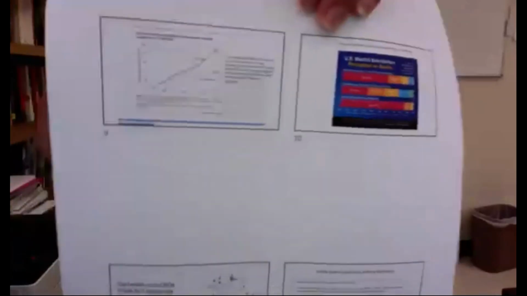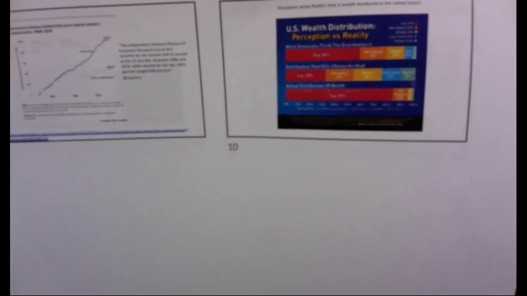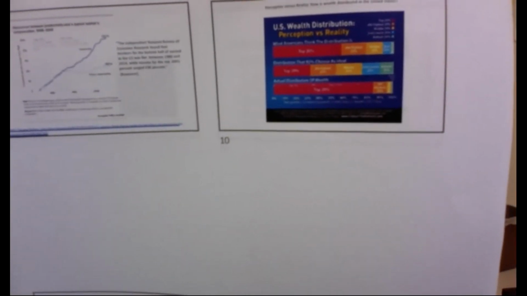Remember that in Stiglitz's book and in the video that we watched, he talks about the fact that the 0.001% has captured so much of the wealth in the United States. And really, we're talking about hundreds of people. We're not talking about thousands or millions of people. And I'm looking at this graph here of wealth distribution in the United States.